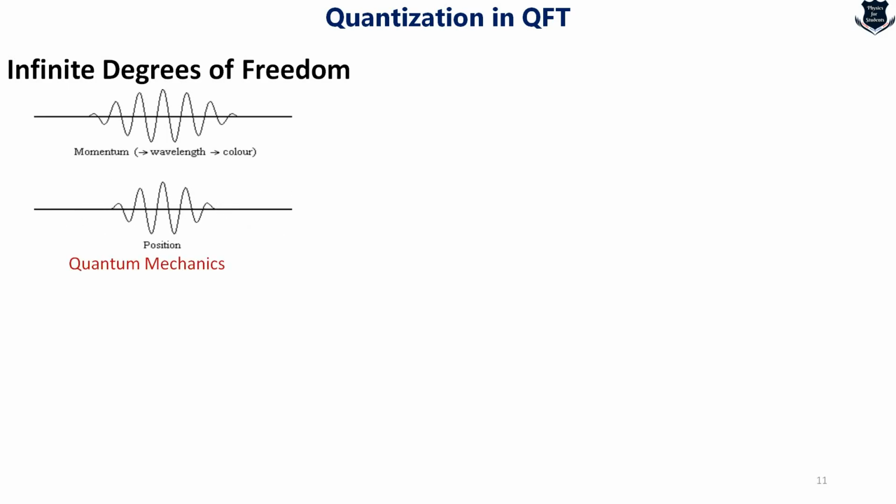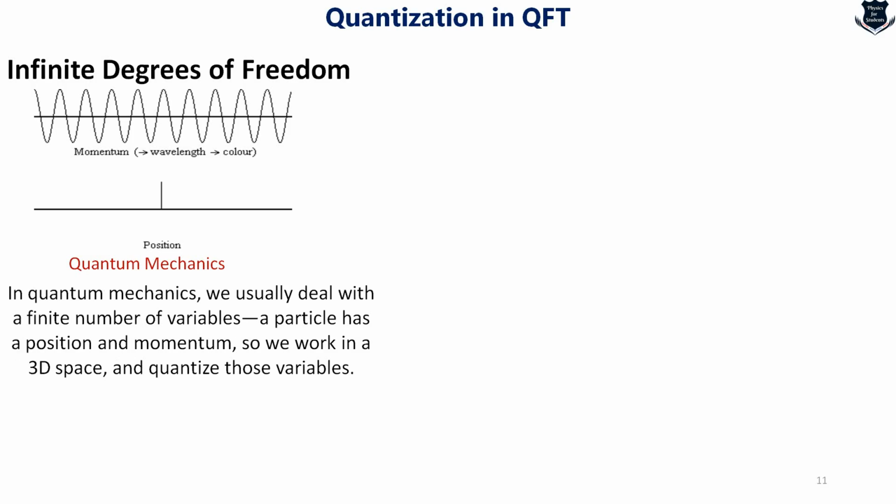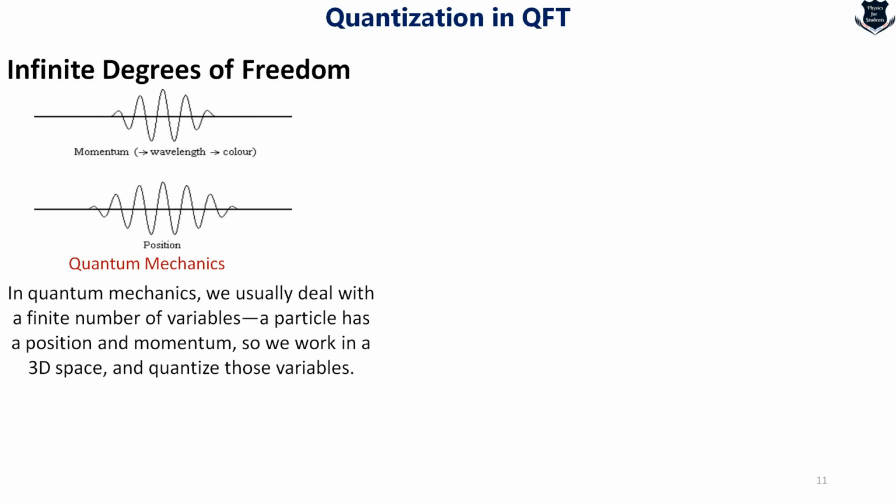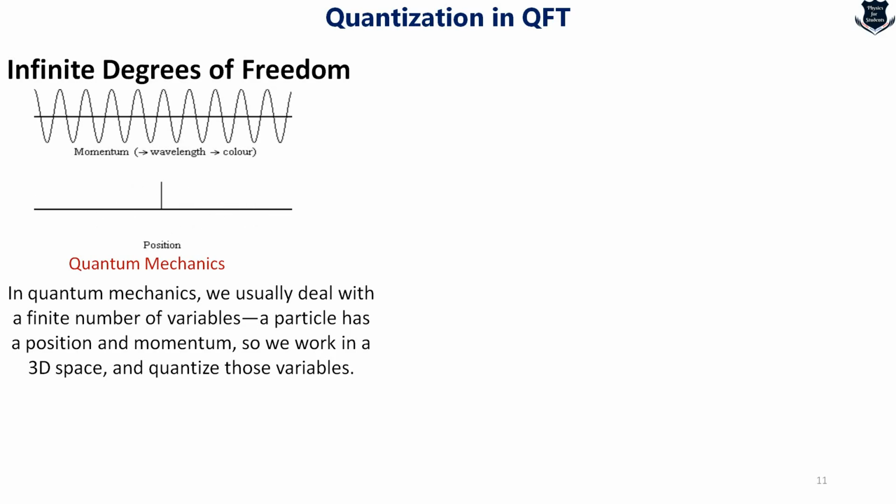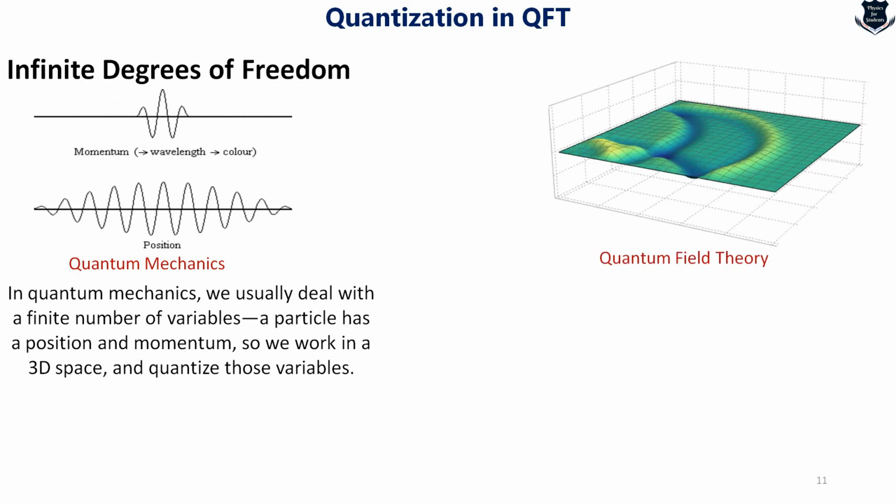From here, as we understand the level of difficulty and why it is so, we move to another important concept, which is called quantization in quantum field theory. Now, unlike quantum mechanics, first of all we have what are called infinite degrees of freedom. In quantum mechanics, we typically deal with a finite number of variables, meaning variables which are quite limited. A particle has a definite position and momentum, and we quantize those variables.